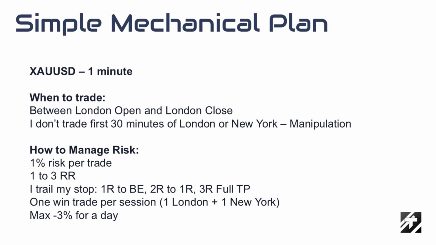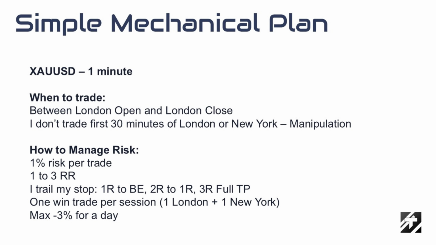Now that we discussed when to trade, let's discuss how we're going to manage the risk. First, I'm going to take 1% risk per trade. I'm always going to try to get a 1 to 3 risk to reward ratio. And I'm not just going to sit and let my trade run. I'm going to manage my trade by trailing my stop. As soon as I hit 1R, I will put my stop loss at break even. As soon as I hit 2R, I will put my stop loss at 1R, and if 3R is hit, then my full TP is hit.